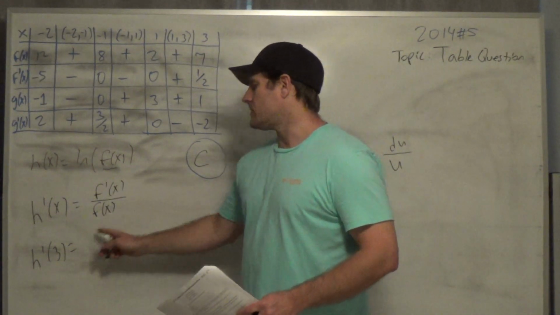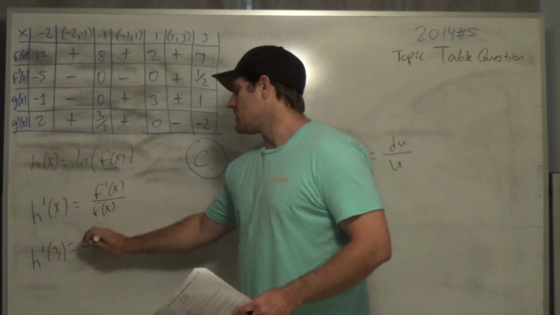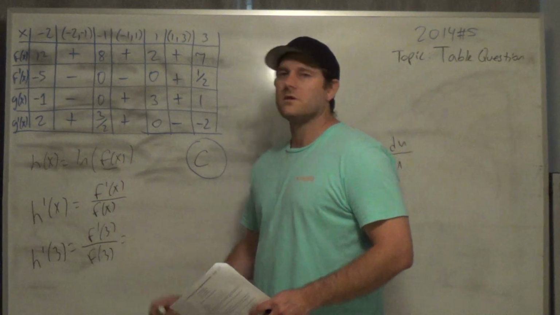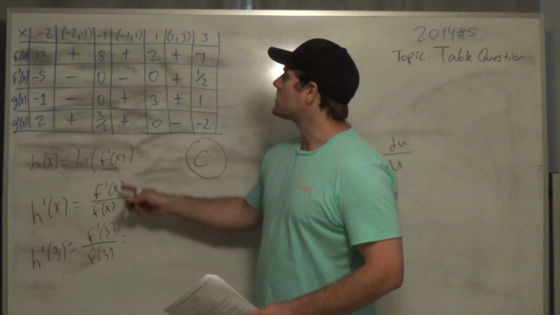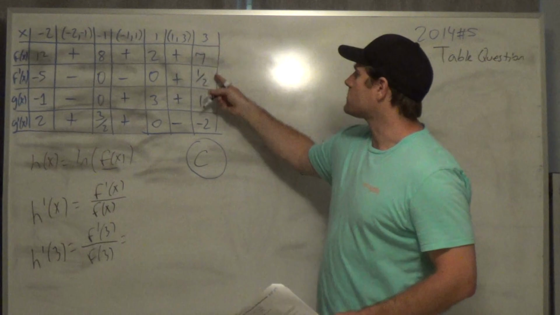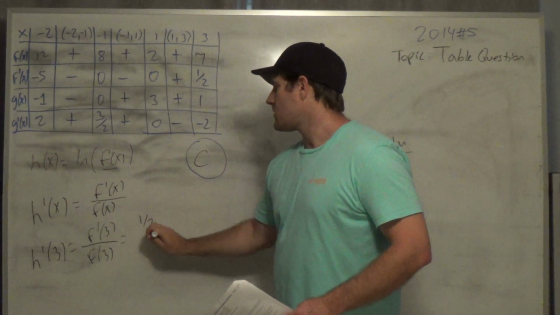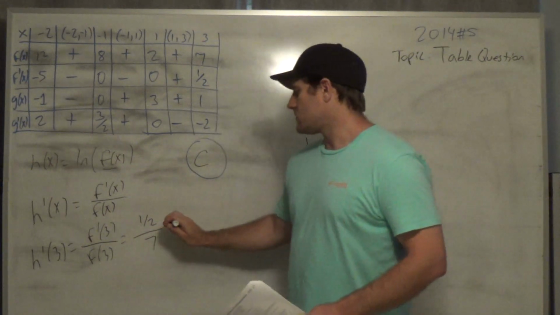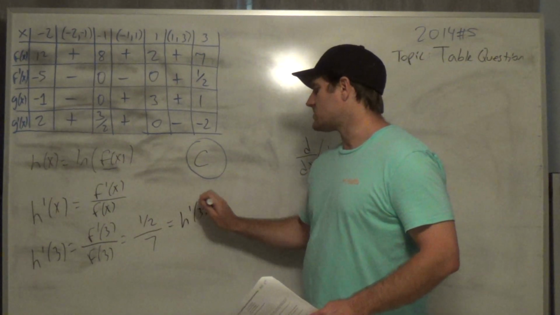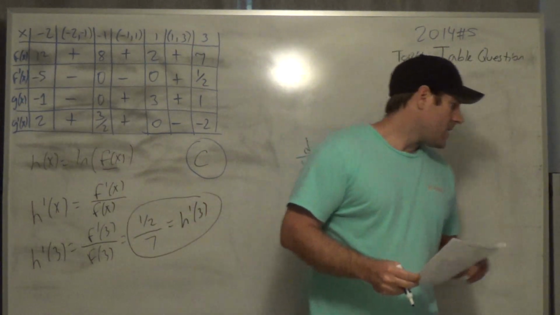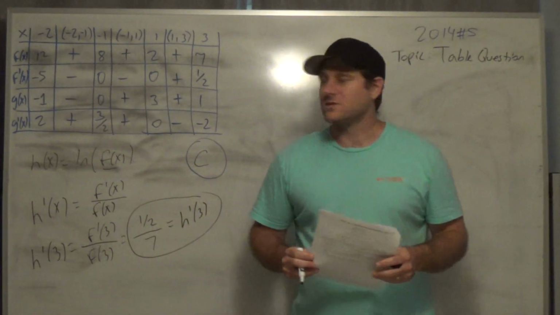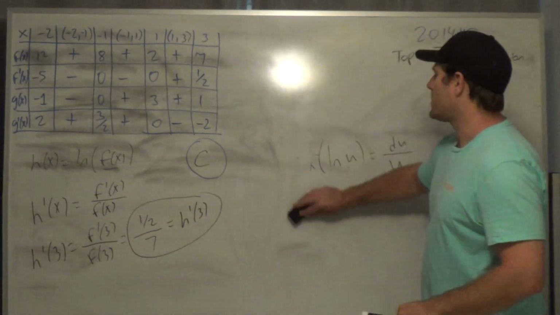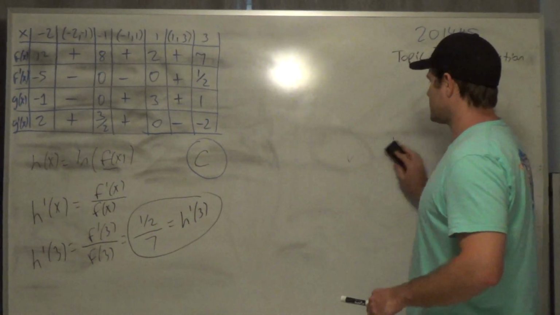And now that we have the derivative, we're going to plug in the 3. So we get f prime 3 over f of 3, and we simply look the numbers up on the chart. What is f prime 3? F prime 3 is a half, over f of 3, which is 7. And you're done. That's h prime 3. There is no reason to try to simplify it. Yes, it's 1 over 14, but nobody really cares. Okay, so that's part C. And now let's go to the insanely beautiful question, part D.